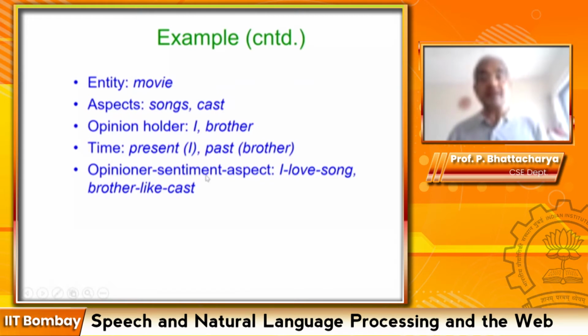He liked the cast. Therefore, the opinion, sentiment, aspect triple, which is a structure emerging from the unstructured text, is: I love song, brother like cast. So this is the opinion, sentiment, aspect triple, which is critical for sentiment analysis and proper association of sentiment on a particular aspect to a particular opinion holder. You cannot allow any kind of confusion there, because then the question answering, sentiment, etc. will be wrong, and the downstream NLP application also will be wrong.